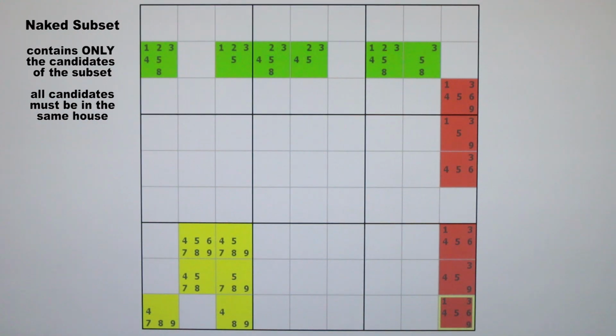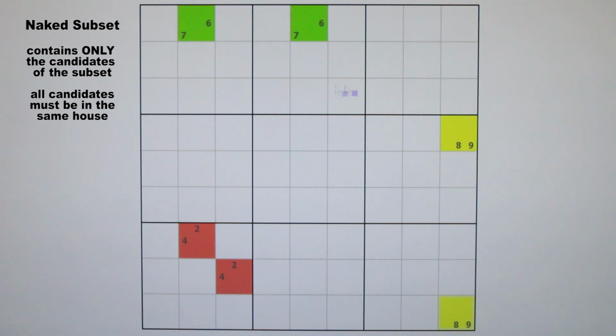A naked subset is one in which the subset candidates are the only candidates in the particular cells. Here are some examples. These are pairs. This 7 and 6 and 7 and 6, they're the only two candidates in these two cells. Now be aware that there are other candidates and values in these other cells in row number 1 here, but we're just looking at these two right now.